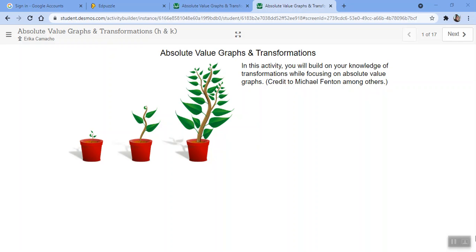In this video, I'm going to go over how to do some of the problems on the absolute value graphs and transformations of h and k on the Student Desmos activity.